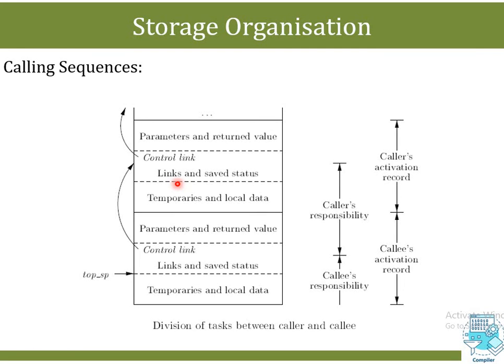So this is how the different calling sequences are implemented. We have two activation records. One is the caller's activation record. Caller in the sense the main procedure. The main procedure which is in execution is what is called the caller function. And from the main function, if you call some other function, that function is called the callee function. Caller function and callee function. So in this example, the first activation record refers to the caller's activation record, and the second activation record refers to the callee.